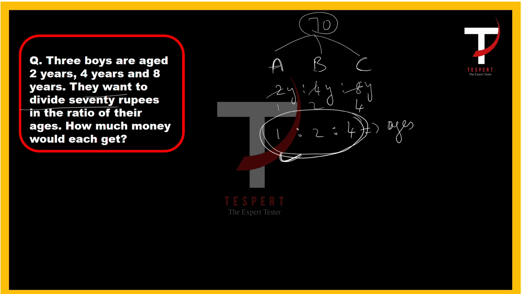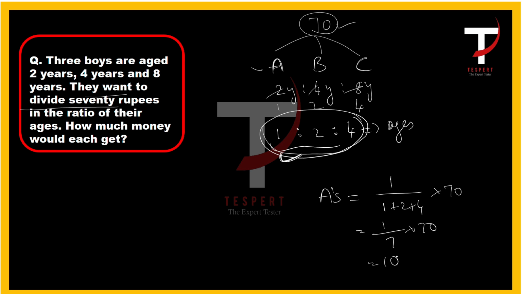So what is A's part? A's part is 1 by the total number of parts, that is 1 plus 2 plus 4, total, right? 1 plus 2 plus 4 into what is the total quantity here? 70, right? So 1 by 7 into 70, which is equal to 10. So 10 rupees, A gets 10 rupees.